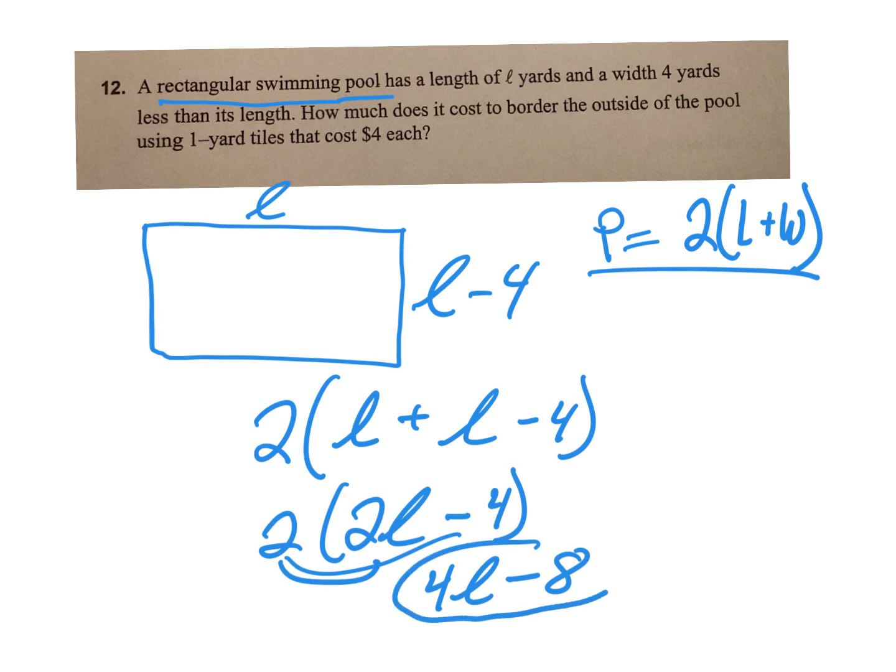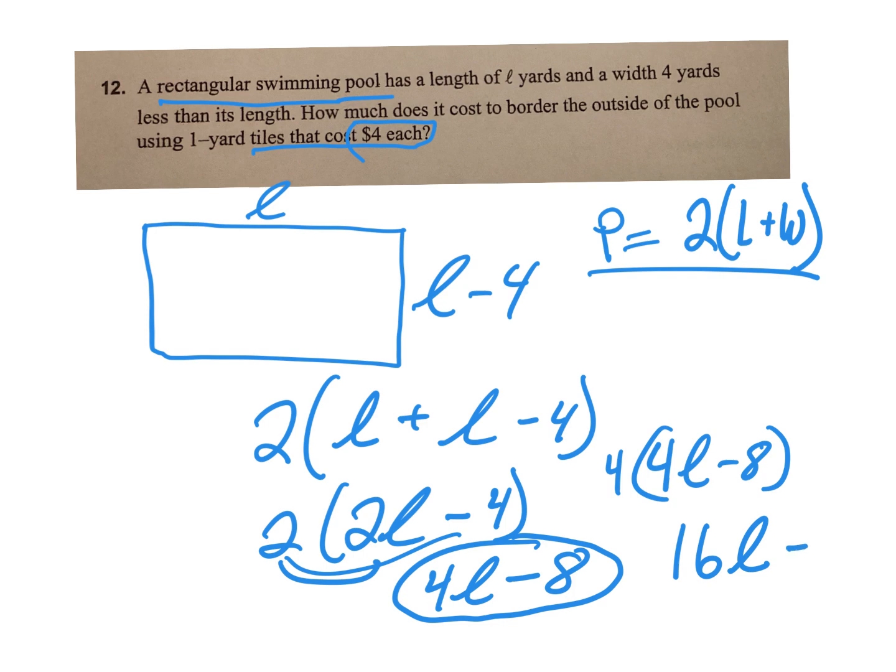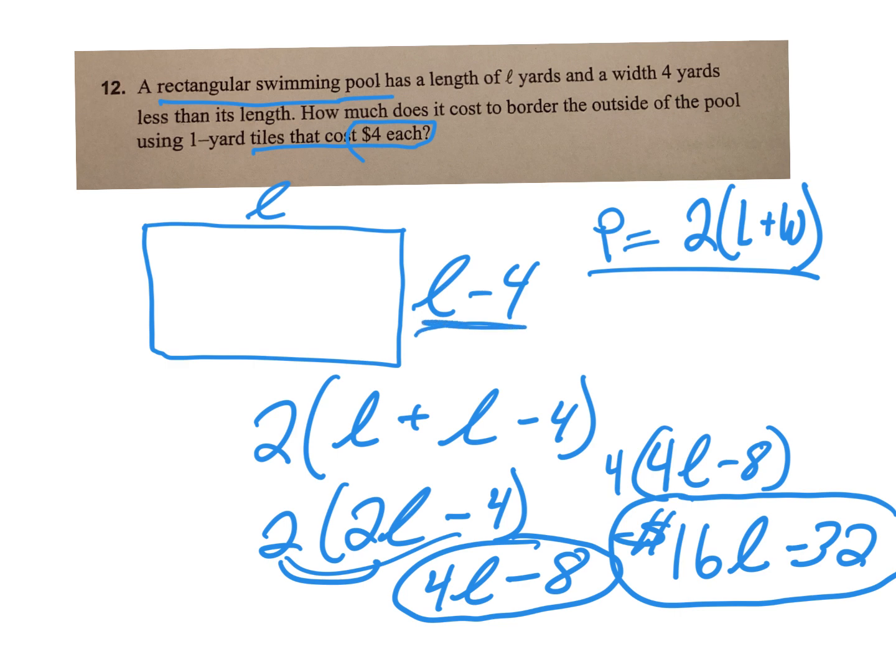So there's my perimeter. And if I want to, the tiles cost $4 each. So now I'm going to take that, 4L minus 8. I'm going to times that by 4. It's going to give me 16L minus $32. And that's the cost that it will be. So all I got to do is just find the perimeter using the length and width that it gives you, and then times it by the cost per tile.